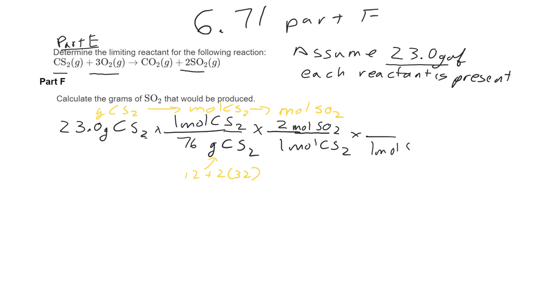One mole of sulfur dioxide, according to our periodic table, has a mass of 64 grams, 32 plus 32. So now I'm going to multiply everything on top, divide through by everything on the bottom. And that gives me 23 divided by 76 times 2 times 64. That gives me roughly 38.7 grams of sulfur dioxide I can produce.